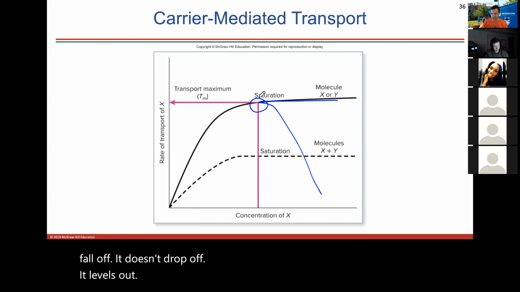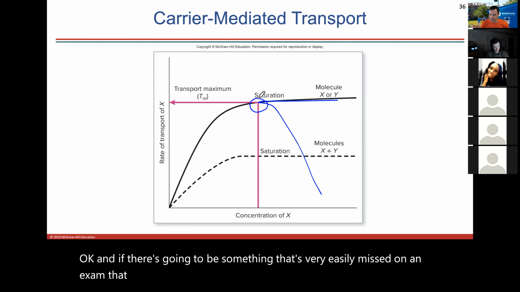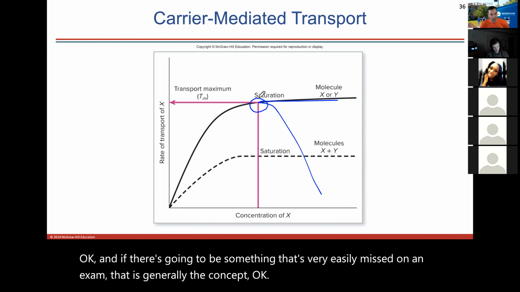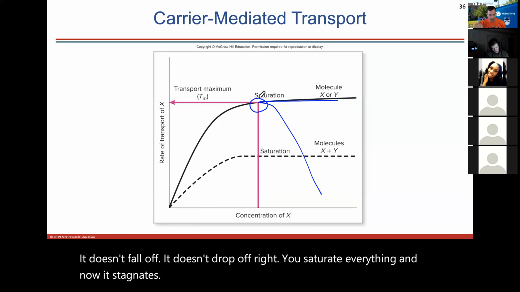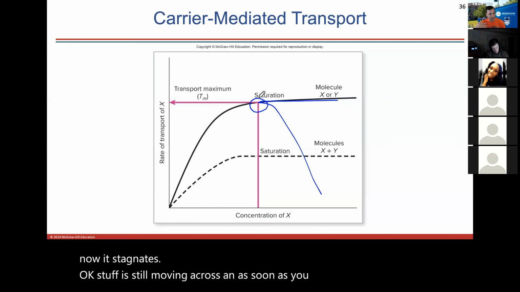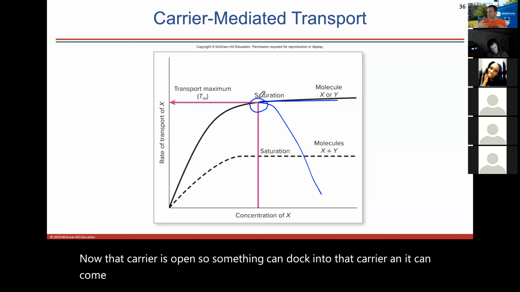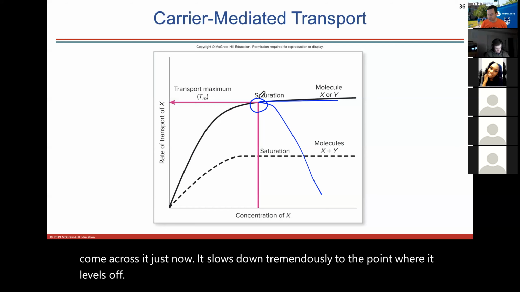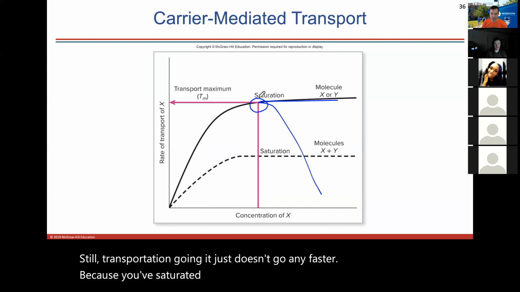If there's going to be something that's very easily missed on an exam, that is generally the concept. It doesn't fall off. It doesn't drop off. You saturate everything and now it stagnates. Stuff is still moving across. As soon as you move something across, that carrier is open, so something can dock into that carrier and come across. It just slows down tremendously to the point where it levels off. There's still transportation going. It just doesn't go any faster because you've saturated every single protein carrier.